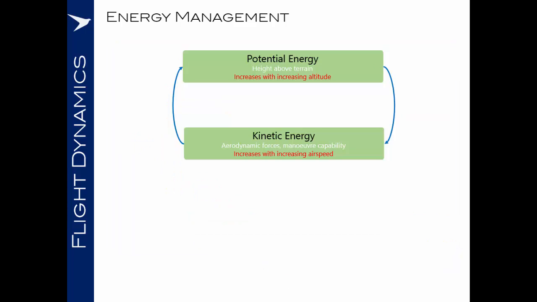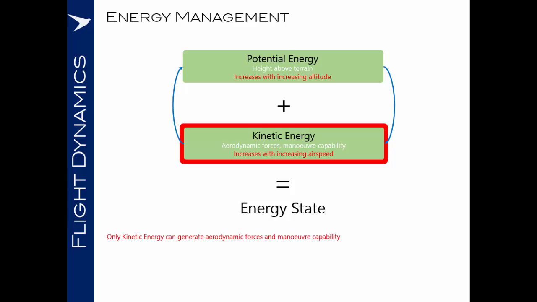The potential energy that we have in the aeroplane, plus the kinetic energy, gives us our energy state. And within this, for any given energy state, we have a zero-sum game. We can trade our kinetic energy into potential energy by zooming, and we can trade our potential energy into kinetic energy by diving. But the net result will be a trade-off between these two types of energy. Only kinetic energy can generate the aerodynamic forces that we require to give us our maneuver capability.